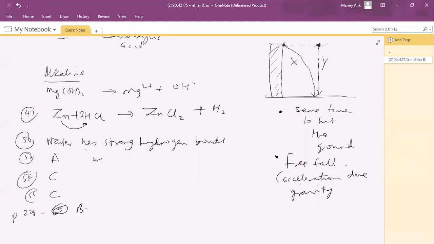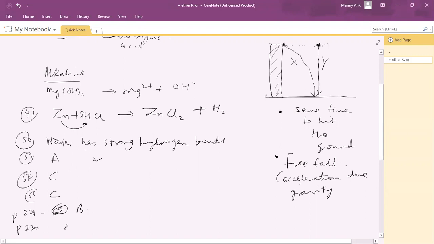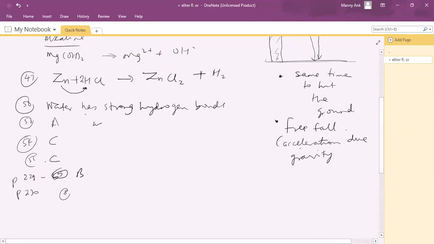Okay, so page 230, number 8. It's a diagram that you want to identify here. So what kind of circuit is drawn here? It's parallel. Yeah, that's a parallel circuit, correct. There's an alternate path. If you block one path, you still have an alternate path.